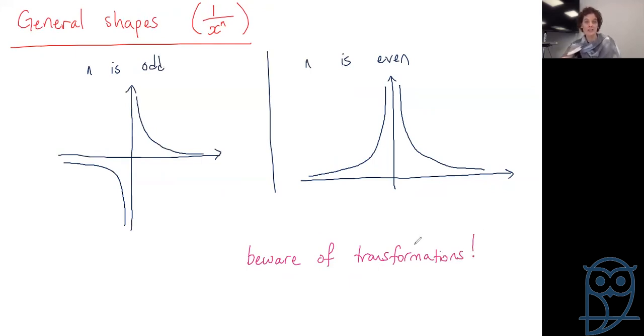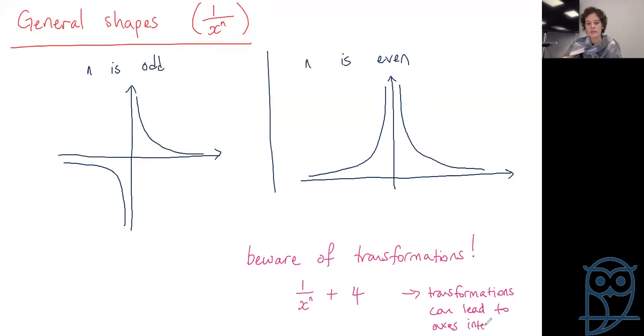beware of transformations. Okay, 1 over x to the n plus 4, for example. And let's say that's odd. What it's going to do is shift the graph up 4. You could get then an axis intersection. Okay, so transformations can lead to axes intersections.